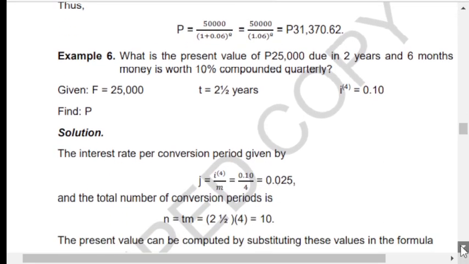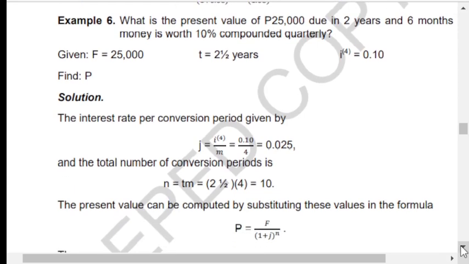Next is we have number 6. What is the present value of 25,000 pesos due in 2 years and 6 months? Money is worth 10% compounded quarterly. So, quarterly siya no?